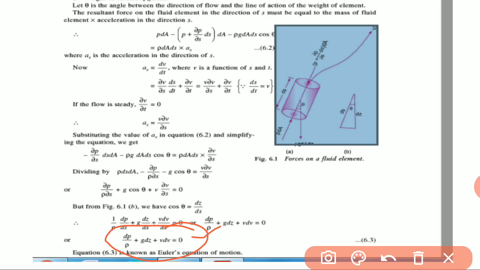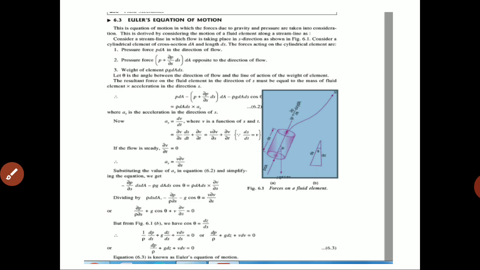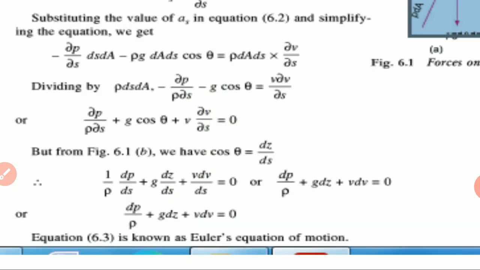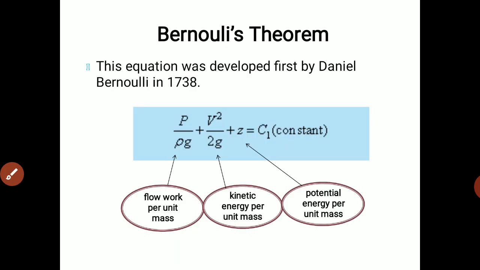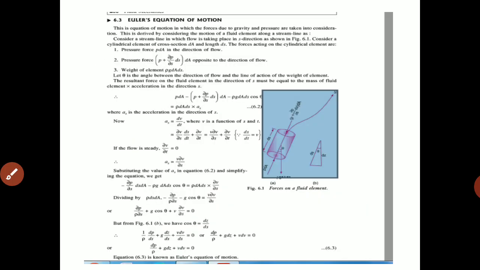The scientist Bernoulli used this equation, and he derived his own Bernoulli's equation for the flow. So we'll start with Bernoulli's equation of flow. Can you see this last part? dP divided by rho plus g into dz plus V into dV is equal to 0. So this is Euler's equation of motion.